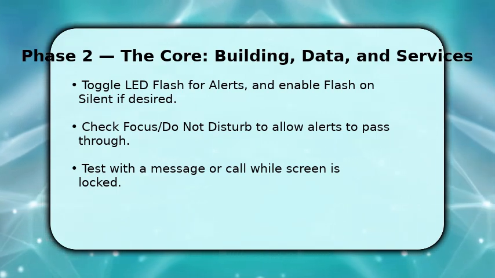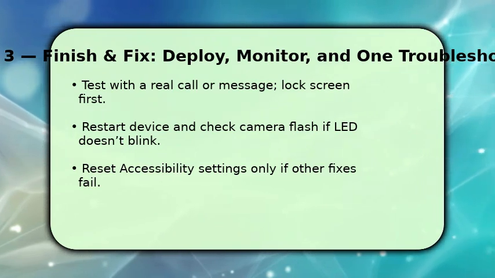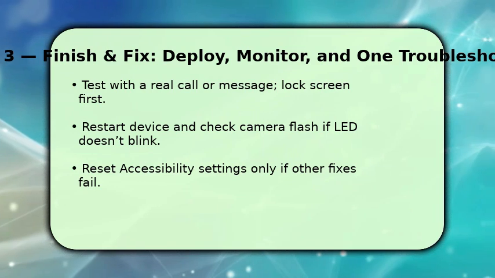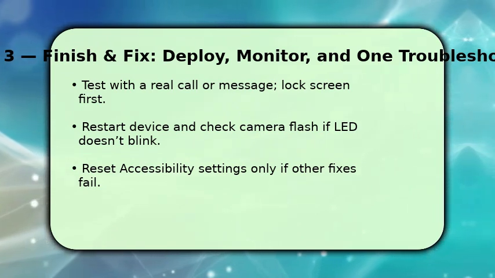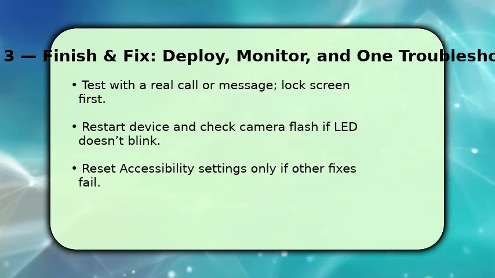Finish by locking the iPhone XR and testing a call or message. The LED should blink on incoming alerts. If it doesn't, restart the phone first. That clears minor glitches. Make sure the camera flash functions in the Camera app. If it's broken, flash notifications won't work.